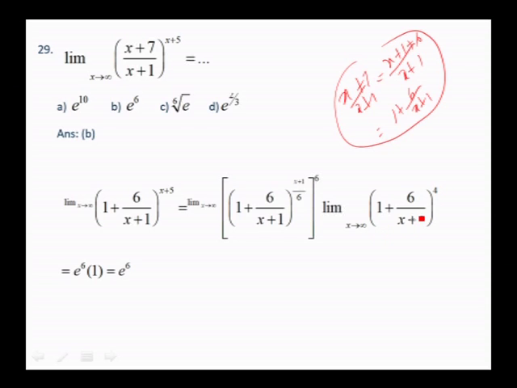Understand one thing here: as x tends to infinity it is 1 plus 6 by infinity, that is 0. 1 plus 0 whole to the power of 4. It is not 1 to the power of infinity. 1 plus 0 whole to the power of 4 is nothing but 1. So this becomes a constant 1. But this becomes e to the power of 6, because 1 plus 6 over x plus 1 whole to the power of x plus 1 by 6 to the power of 6, so this will be e to the power of 6.